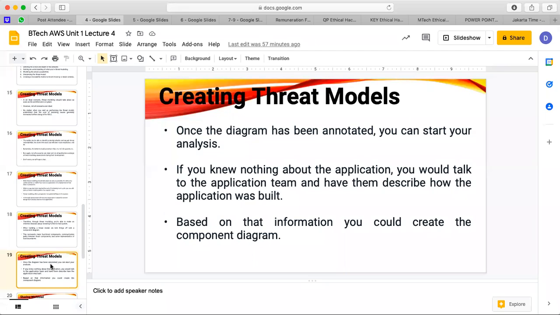So once the diagram has been annotated, you can start your analysis about the threat models you have developed in the form of component diagrams. If you knew nothing about the application, you would talk to the application teams and have them describe how the application was built. And based on the information given by the application development team, you could create the component diagrams.